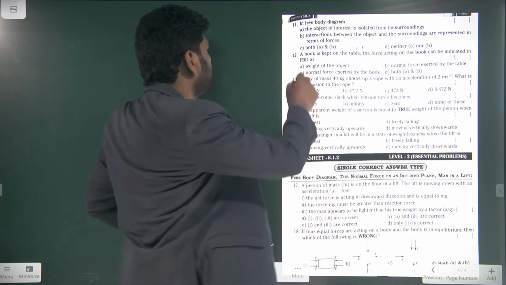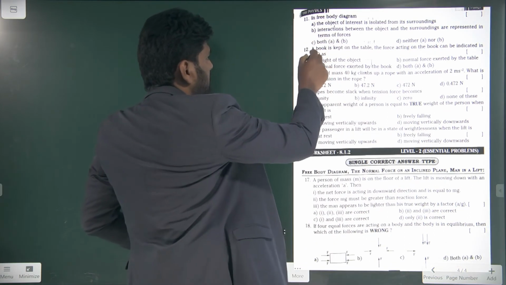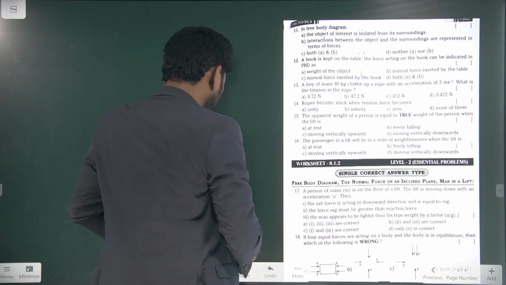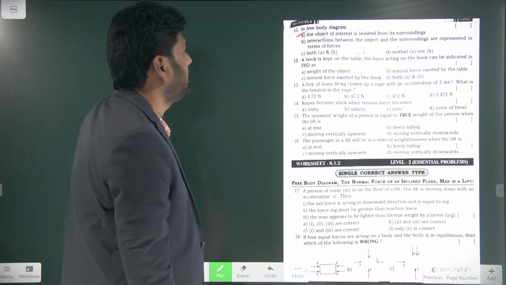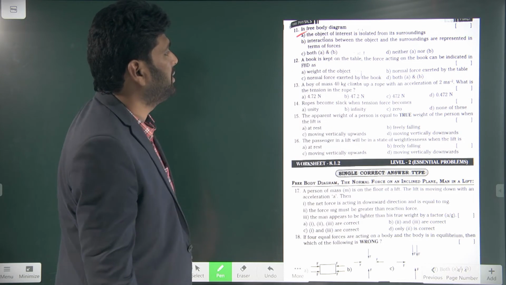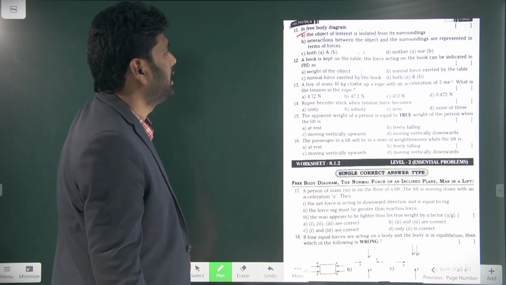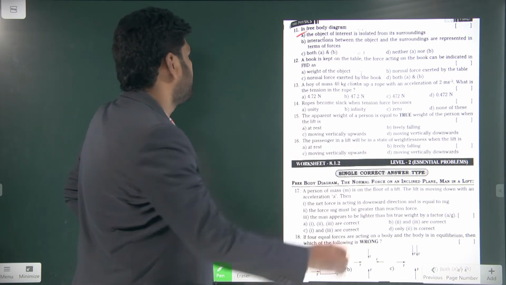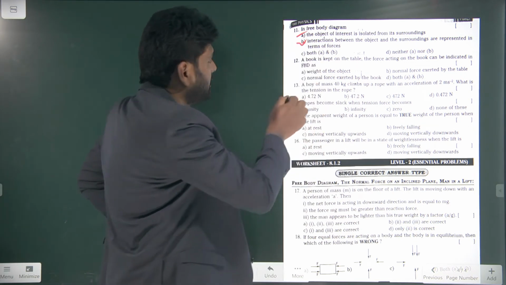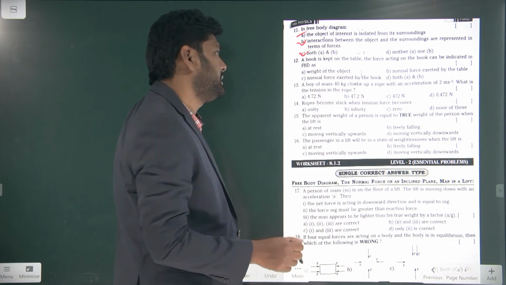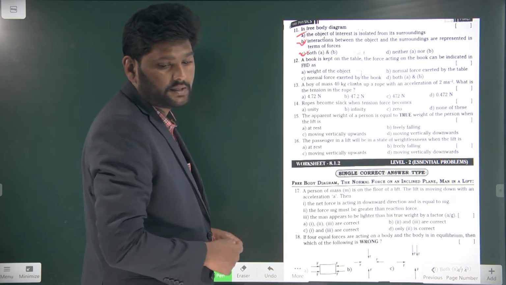So option A is correct. B is also correct. Look at B: interaction between the object and surroundings is represented in terms of forces. Yes, this is also correct. So what is the answer here? Answer C is correct. Understand?